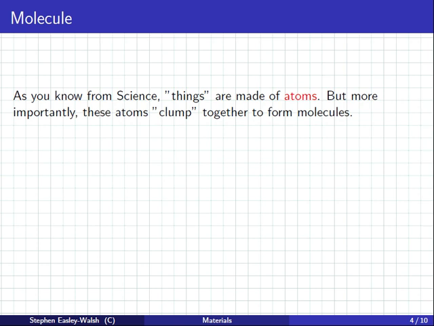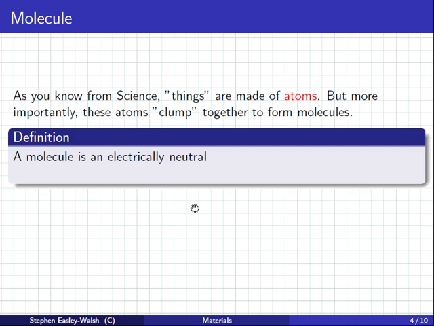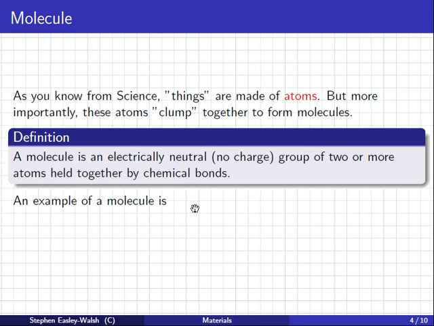Atoms of different elements chemically bonded. No, it doesn't have to be different elements. Atoms from one or more elements can be bound together. Something like that, yeah. Sounds about right, doesn't it? You nearly have it. A molecule is an electrically neutral group of two or more atoms held together by chemical bonds. An example is water, which is H2O.